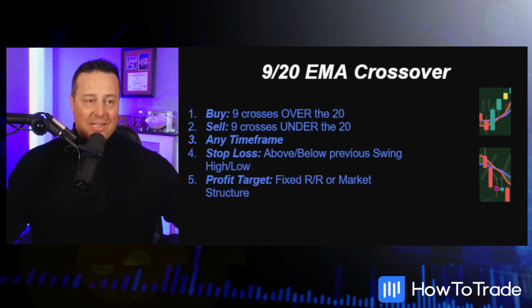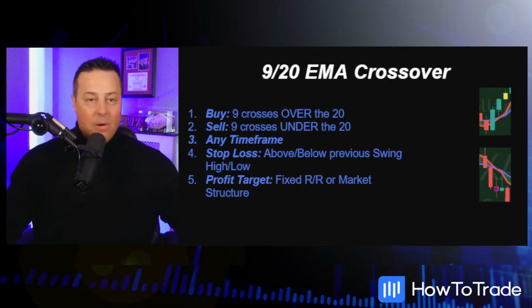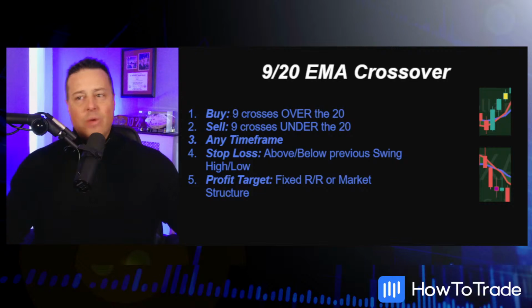Now, your stop loss is going to be above or below the previous swing high or swing low. I'm going to show you exactly how to do that in a second. And your profit target is going to be either a fixed risk versus reward, or it's going to be based on market structure. Now, a lot of folks love smart money concepts, and market structure is a big part of that. We're talking about swing highs and swing lows, bearish market structure, bullish market structure.